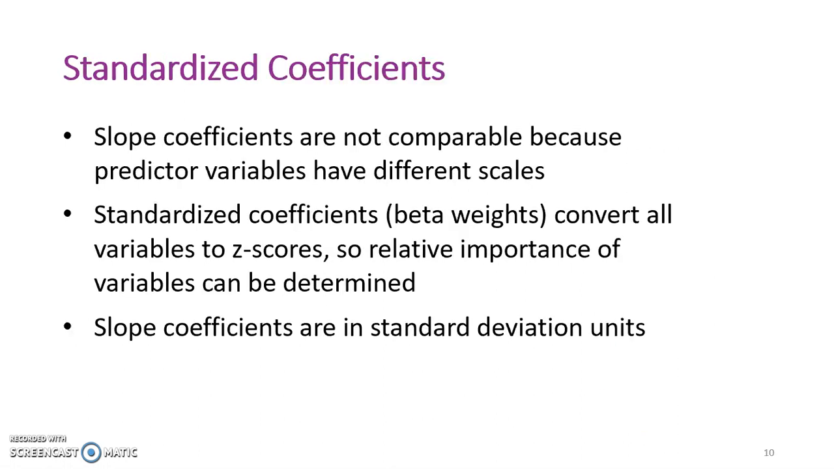Now let's talk for a minute about standardized coefficients. The slope coefficients here are not comparable because our predictor variables have different scales. We talked a little bit about standardized coefficients with linear regression. What we want to do is convert all of our variables to z-scores, both predictors and the outcome, so that we can compare the coefficients to one another. This puts all slope coefficients in standard deviation units, and so we can compare these coefficients to one another in terms of absolute sizes.